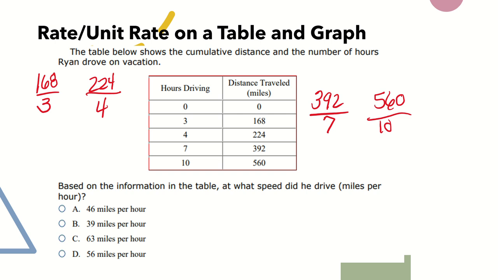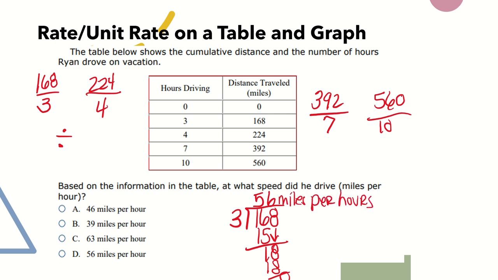All we're going to do is divide to determine what the unit rate is. So I would go 168 divided by 3. 3 goes into 16 5 times, that's 15. 1, bring down my 8. 3 goes into 18 6 times. So we know in 1 hour, he drove 56 miles. So in this case, my answer would be D.